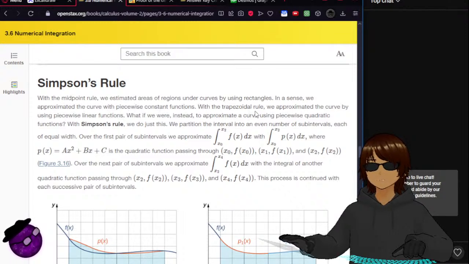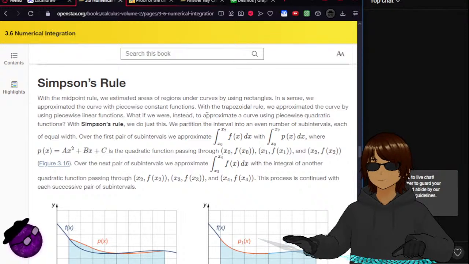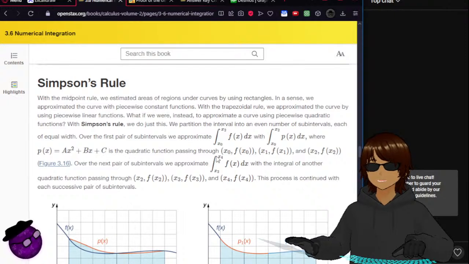With the trapezoid rule, we approximated the curve by using piecewise linear functions. What if we were instead to approximate a curve using piecewise quadratic functions? With Simpson's rule, we do just this. We partition the interval into an even number of subintervals, each of equal width. Over the first pair of subintervals, we approximate this with p, where p is equal to ax squared plus bx plus c. It's a quadratic function passing through these points.